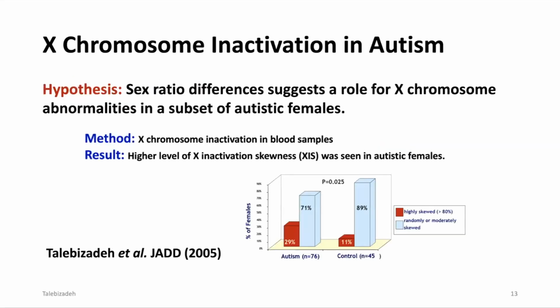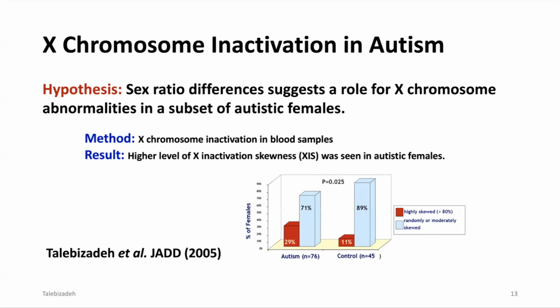Autism is more common in boys than girls. To assess if X chromosome inactivation contributes to the observed sex ratio differences, we assess X chromosome inactivation pattern in autistic females compared with controls. We found a higher level of unequal X inactivation or skewness in autistic females versus controls, 29 versus 11% in controls.